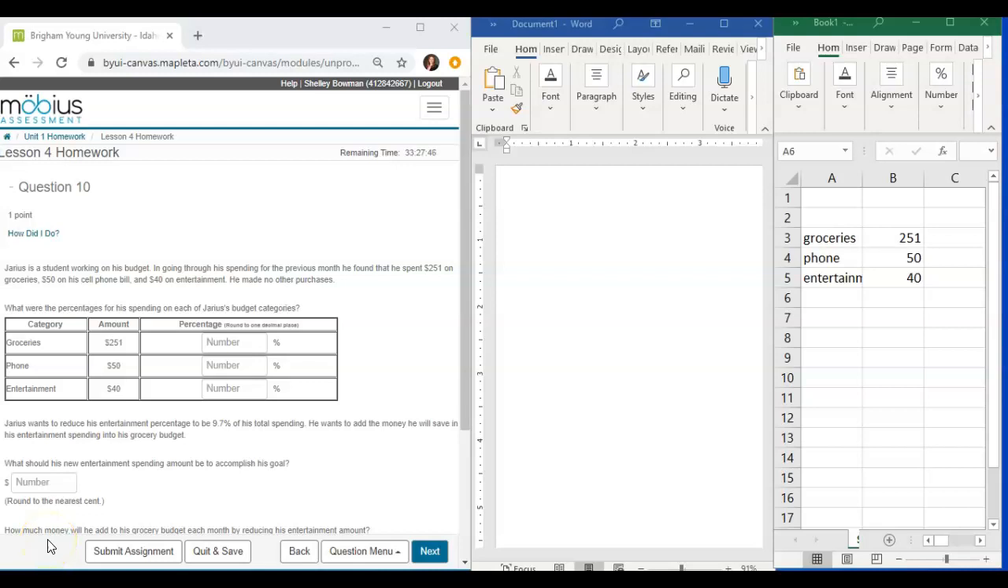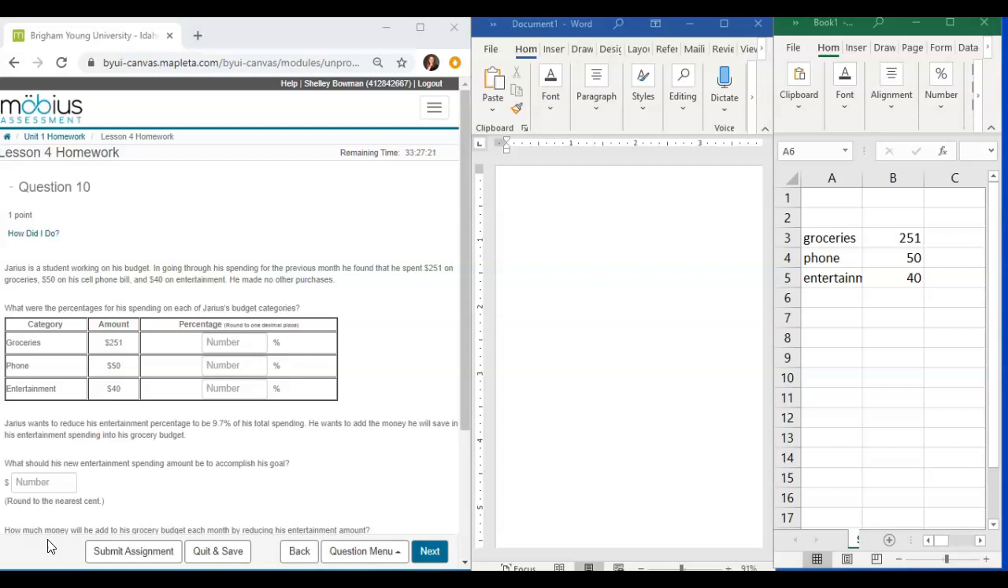This tutorial is for Mobius Lesson 4 homework question number 10. Jerry is a student working on his budget. In going through his spending for the previous month, he found that he spent $251 on groceries, $50 on his cell phone bill, and $40 on entertainment. He made no other purchases. What were the percentages for his spending in each of Jerry's budget categories?